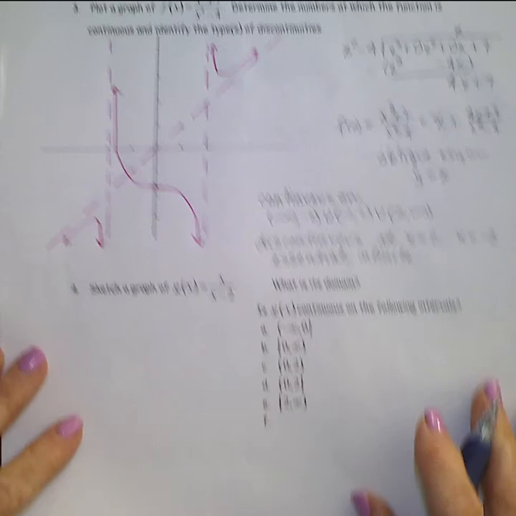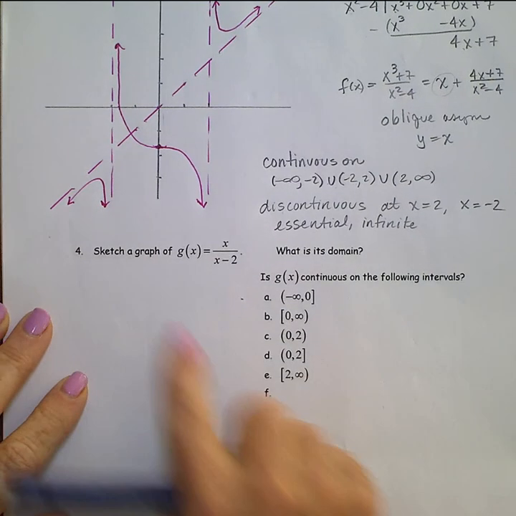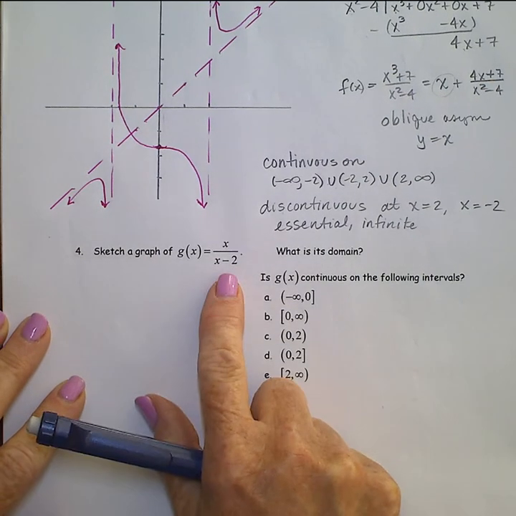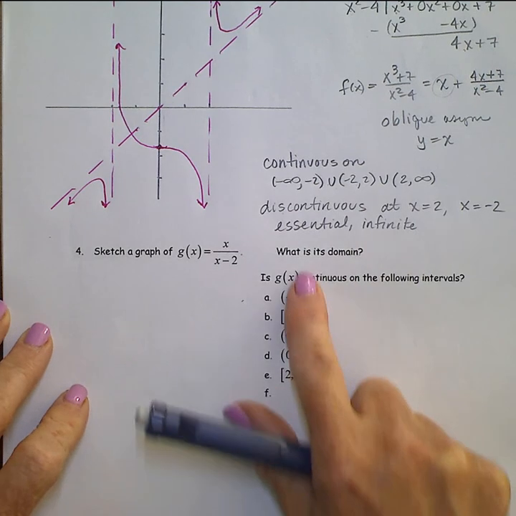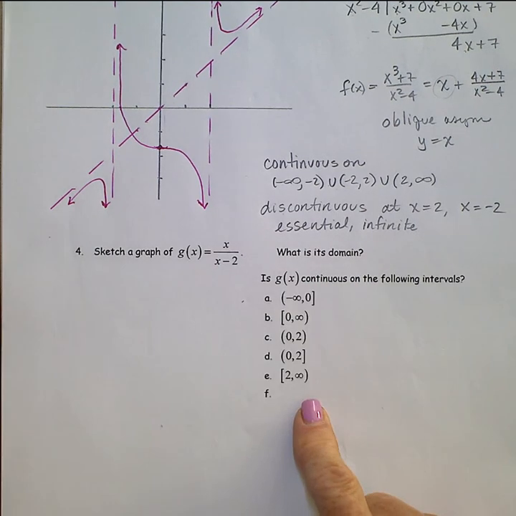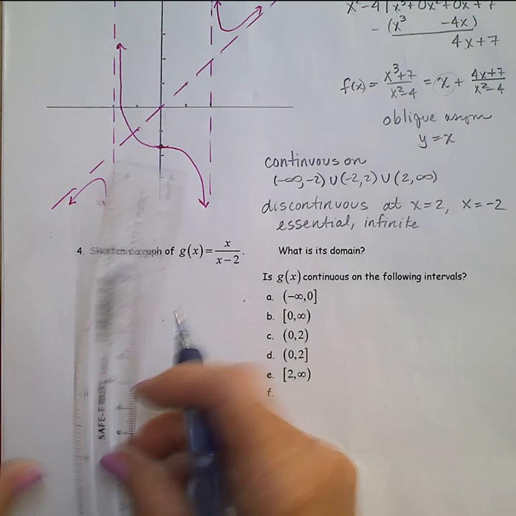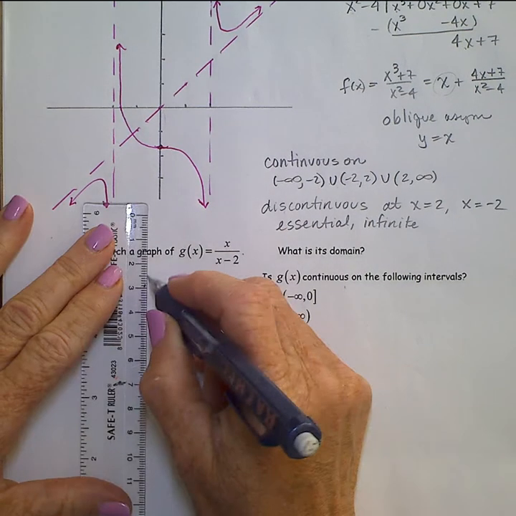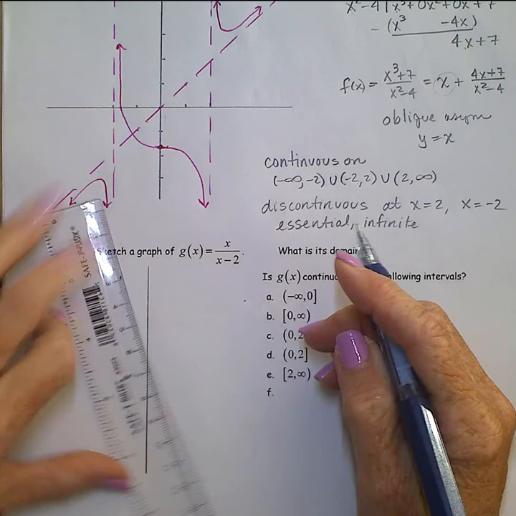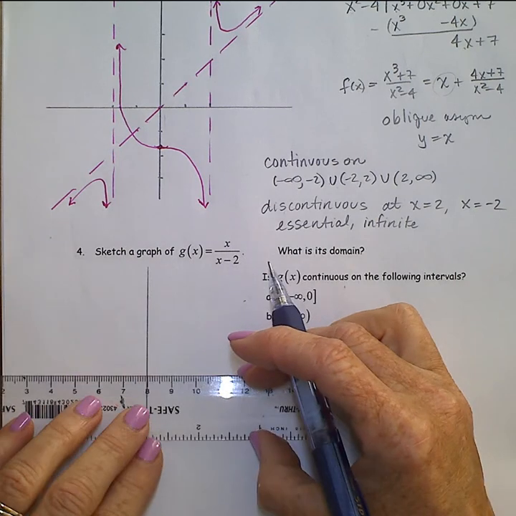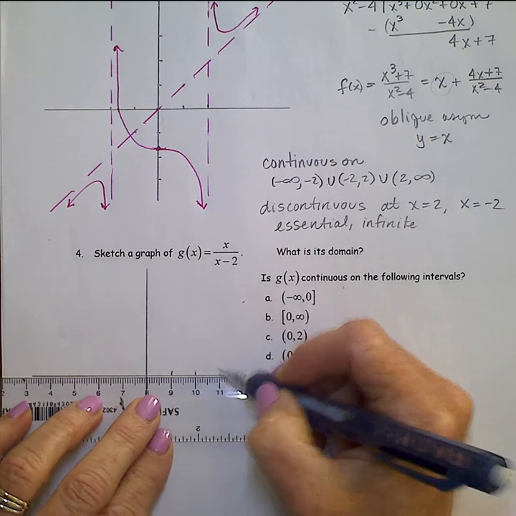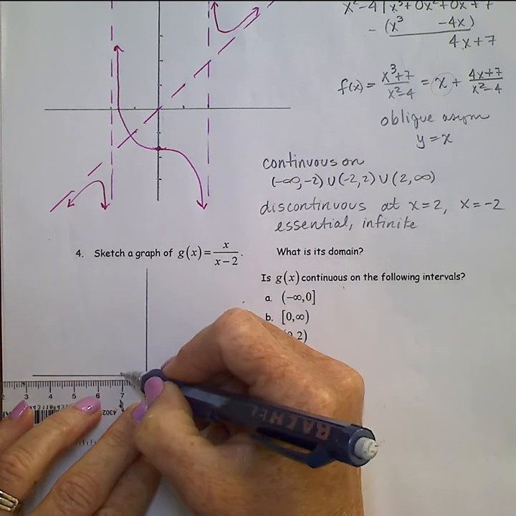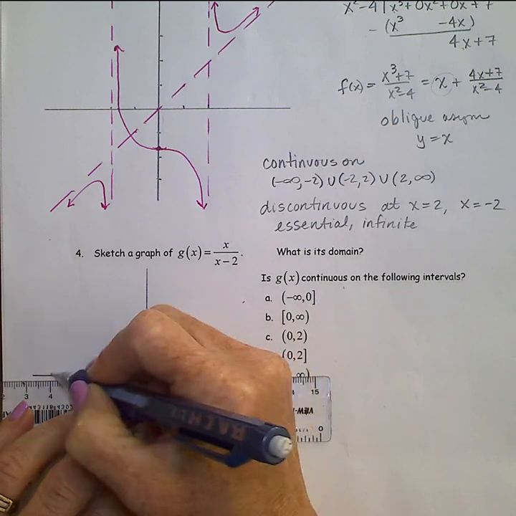Okay, last one here. I want you to sketch a graph of this function. G of x is x over x minus 2. Identify its domain, and then figure out if g of x is continuous on the following intervals. Quickly, nothing factors, nothing divides out, so we have no holes. We see a vertical asymptote at x equals 2 from the denominator.